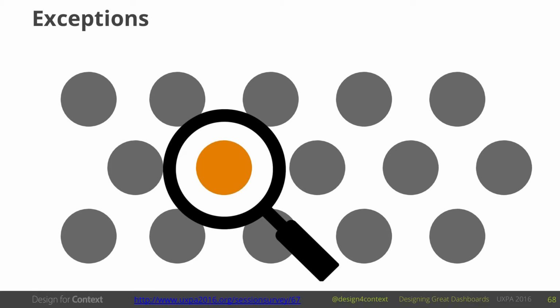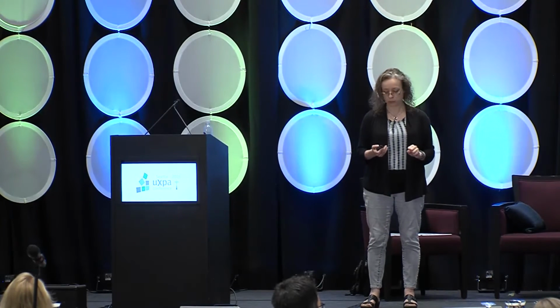Exception management is an important role that dashboards play. At least in some business contexts, when everything's going fine, there's really not that much that the dashboard needs to do. But if there's a problem, it has to rise to the surface. And so getting that visibility on something that might otherwise slip by is a super important thing that we need to do for people through the dashboard.